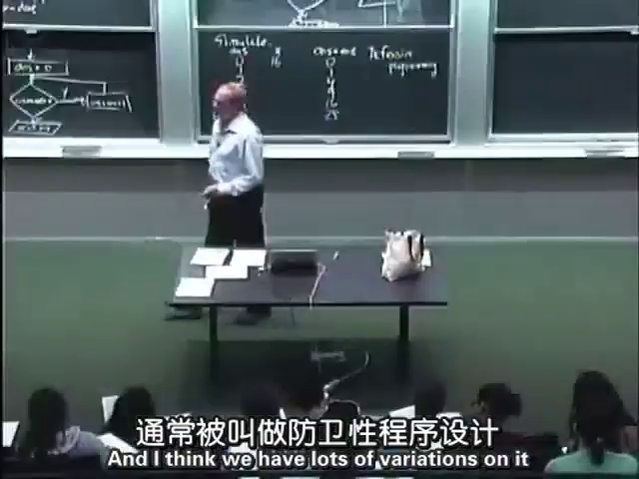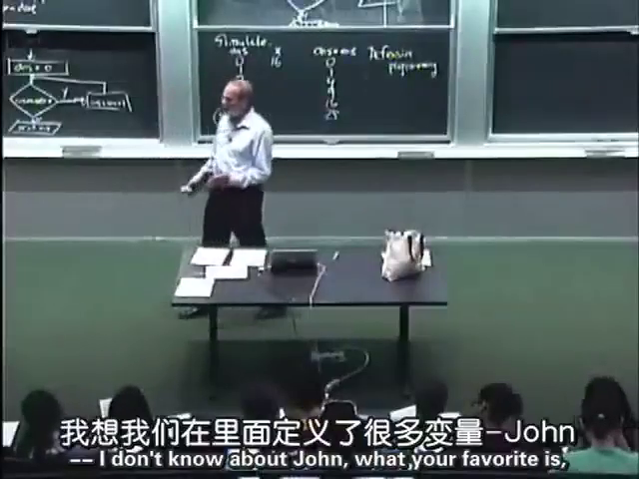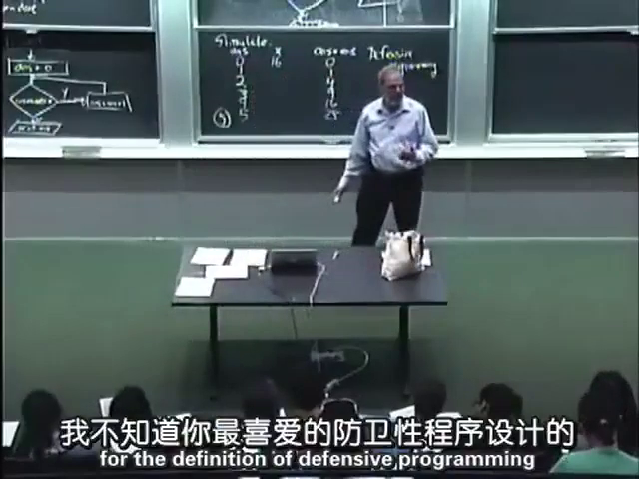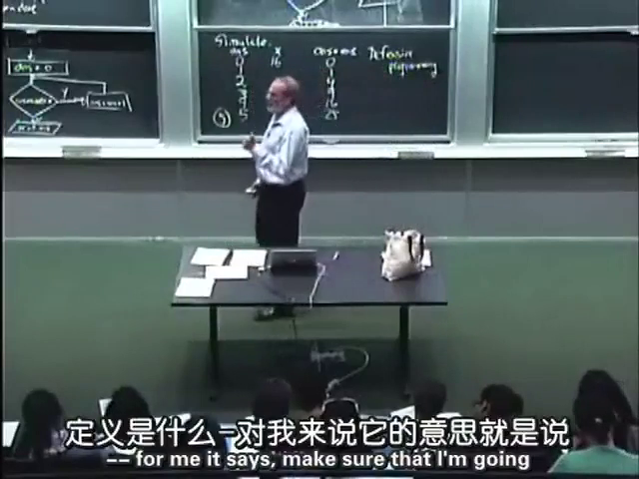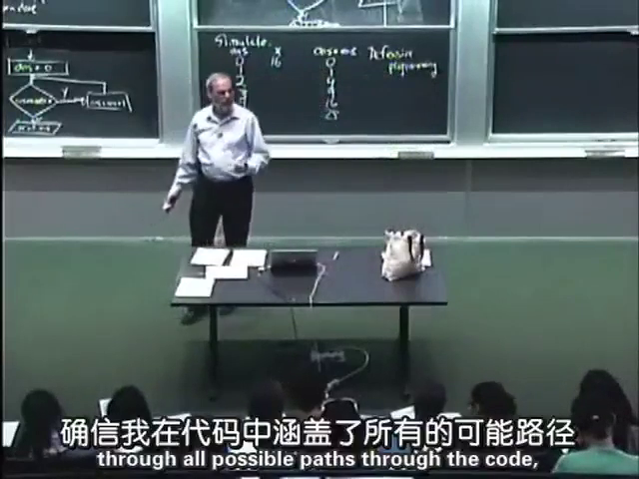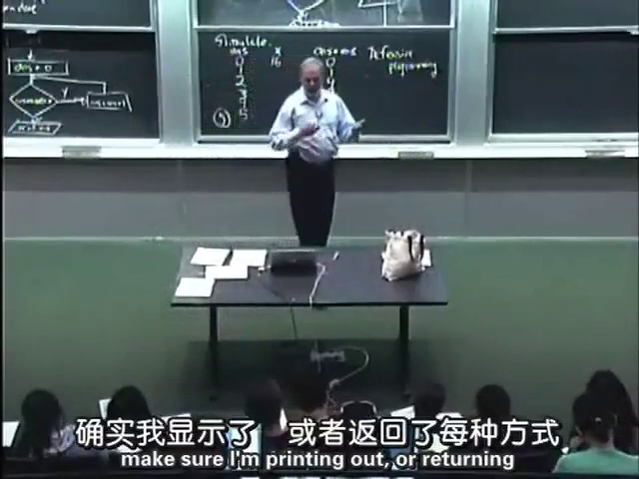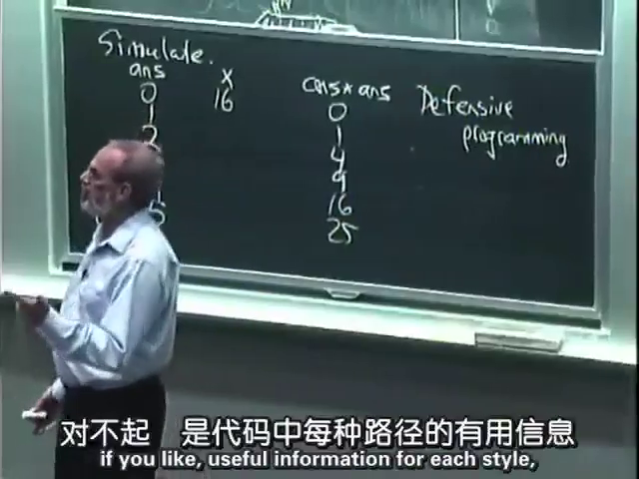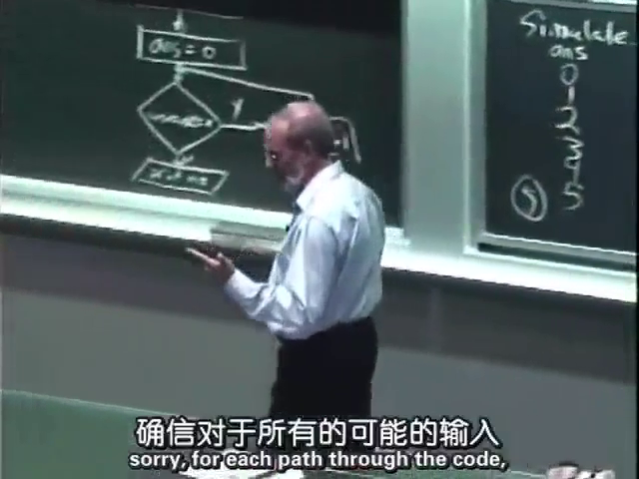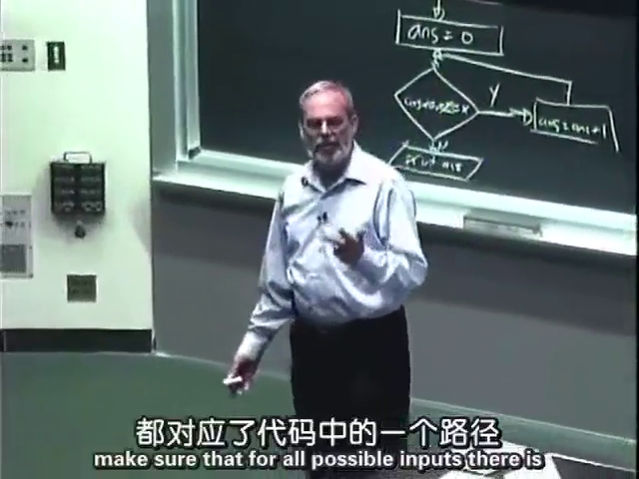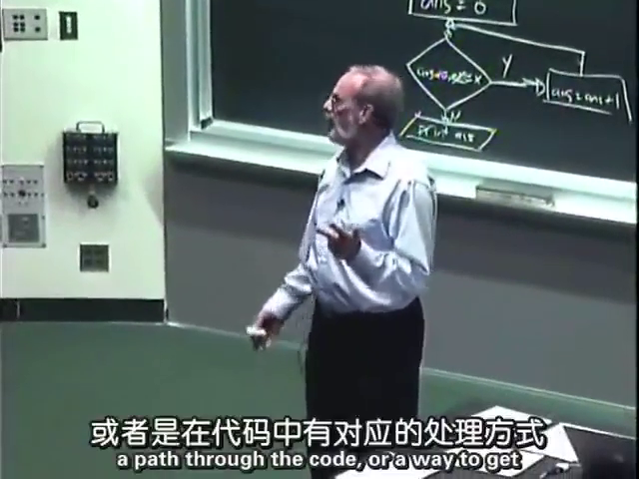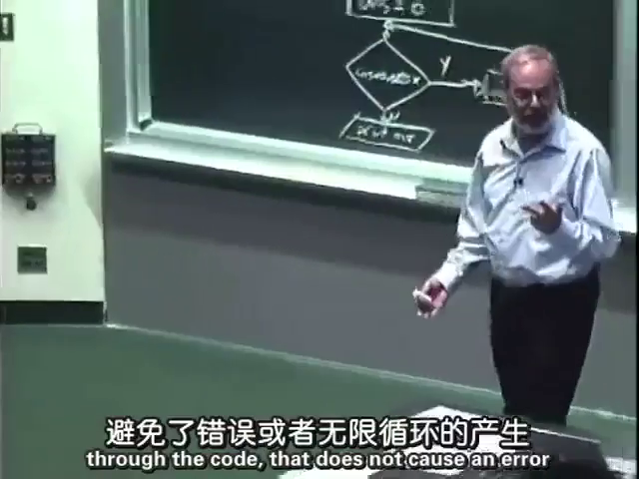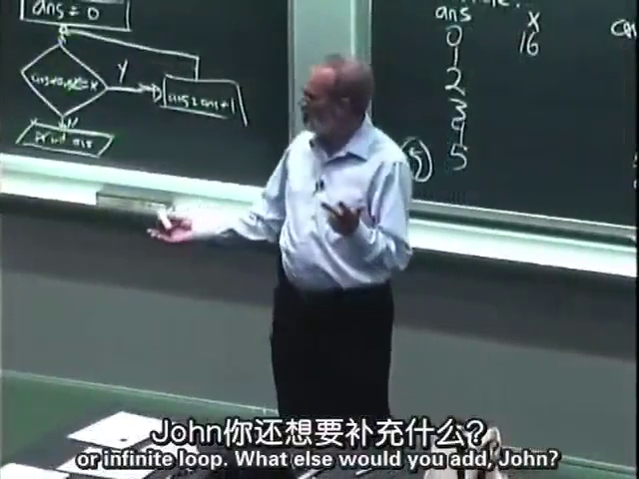And I think we have lots of variations on it. I don't know, John, what your favorite is for the definition of defensive programming. For me, it says, make sure that I'm going through all possible paths through the code. Make sure I'm printing out or returning, if you like, useful information for each path through the code. Make sure that for all possible inputs, there is a way to get through the code that does not cause an error or an infinite loop. What else would you add, John?